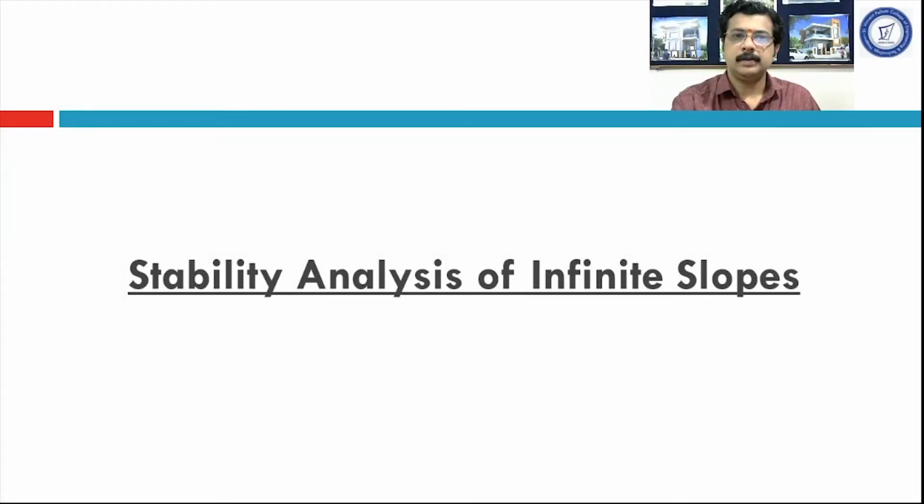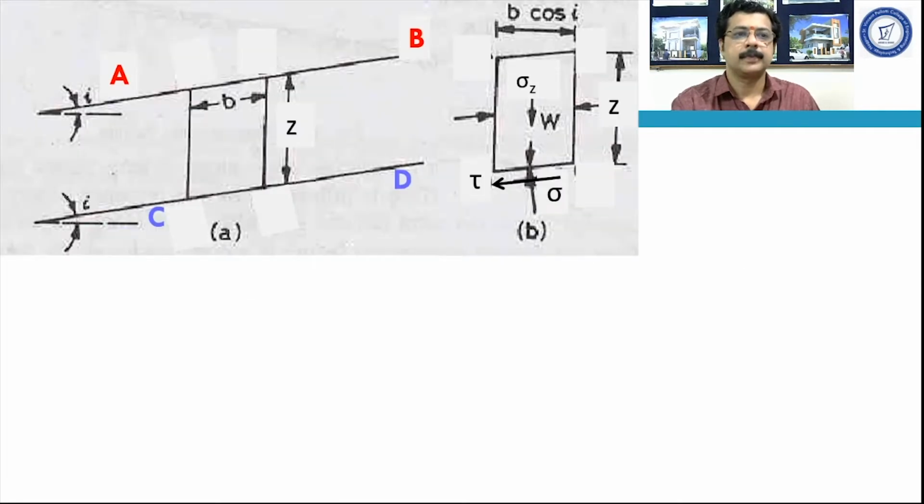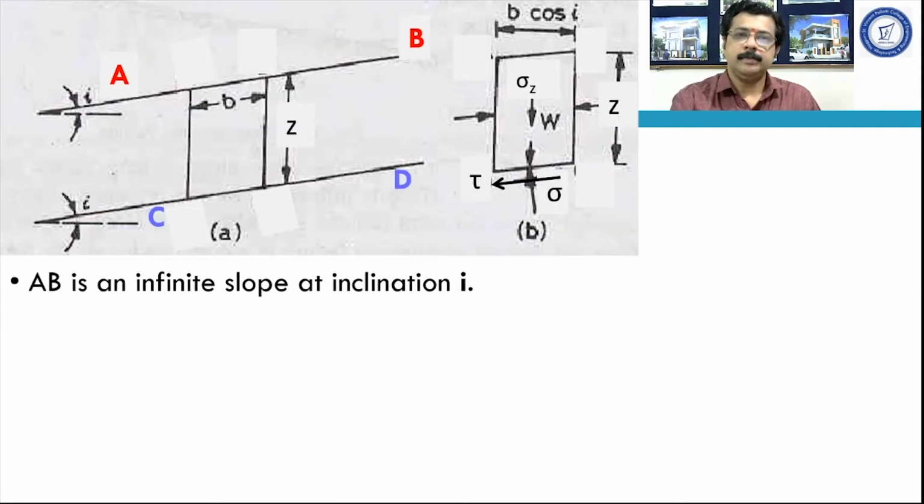Today we will see stability analysis of infinite slopes. So in this diagram we can observe that AB is an infinite slope. It has slope angle I with the horizontal. So this AB is a free ground surface, and its inclination is I. Slope angle is called I. It is indicated through symbol I.